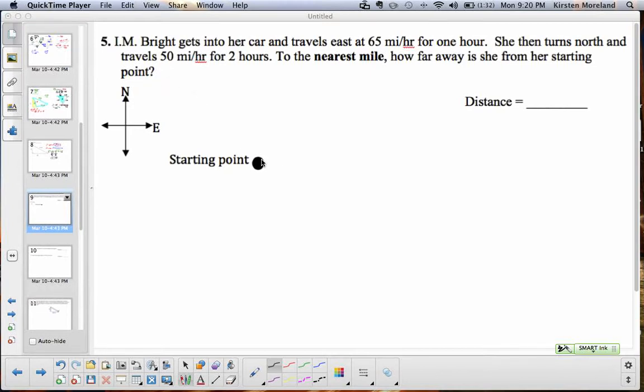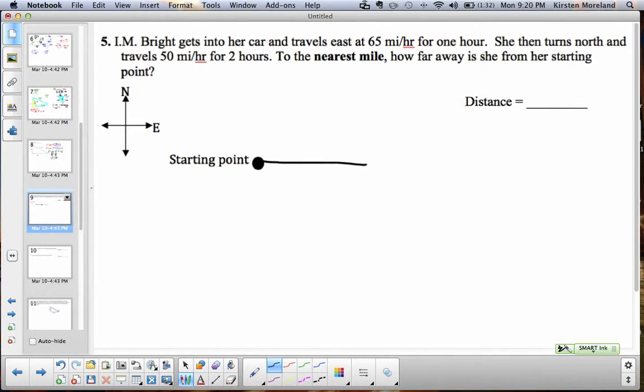So Bright gets into her car and travels east at 65 miles per hour for 1 hour. So she's going to go straight this way. We're just going to make a note that it's 65 miles per hour for 1 hour. Then she turns north and goes straight up. And I'm going to make a note that she travels 50 miles per hour, but for 2 hours. They want to know how far away she is from her starting point.